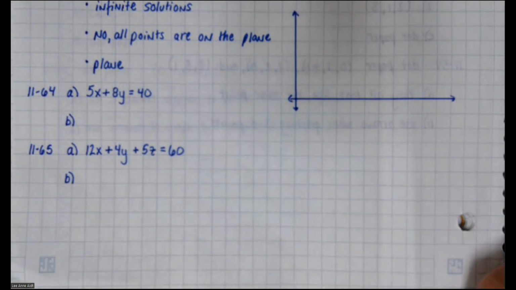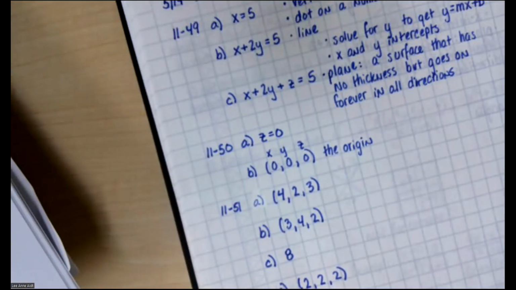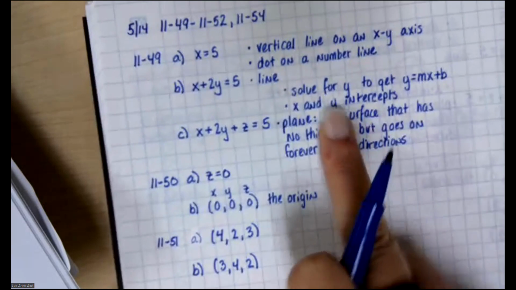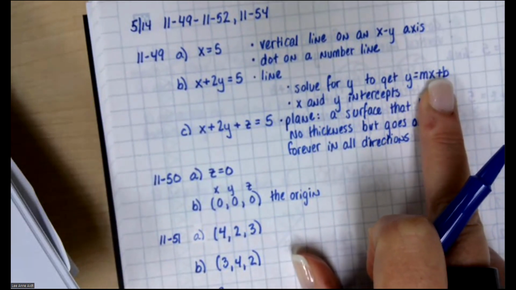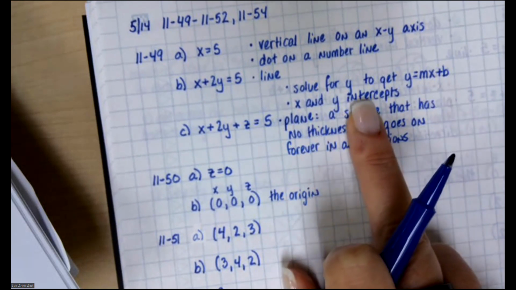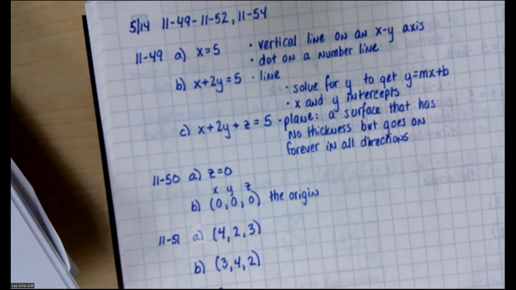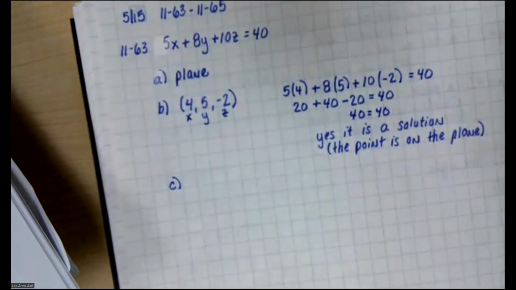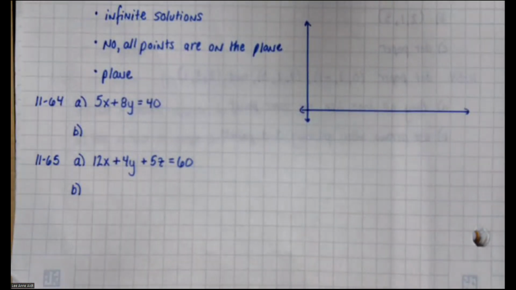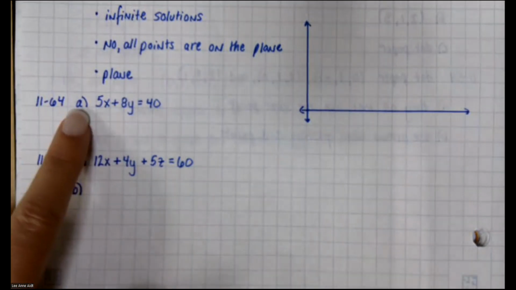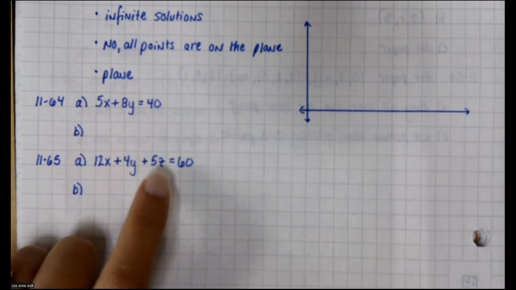Do you guys remember yesterday I said there were 2 different ways to graph a line? There's 2 ways. You could solve for y to get y equals mx plus b, which is what you guys do most of the time. Or you could use the x and y intercepts. That's what we're going to do here. So I need to remind you how to do x and y intercepts. And we're going to do it with the patented Mrs. Talbot cover-up method.